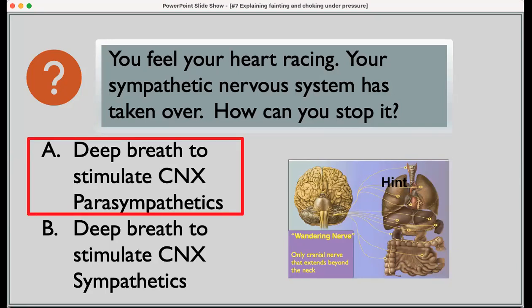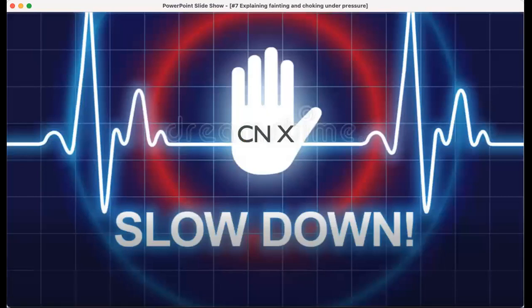Well, the answer is cranial nerve 10 is a part of the parasympathetic nervous system, and the parasympathetic nervous system slows down the heart rate. So remember, we talked about how the vagus nerve also innervates the pleural cavity, the lungs. So taking deep breaths will help slow the heart rate and calm the autonomic nervous system. So remember, cranial nerve 10, slow down the heart rate.